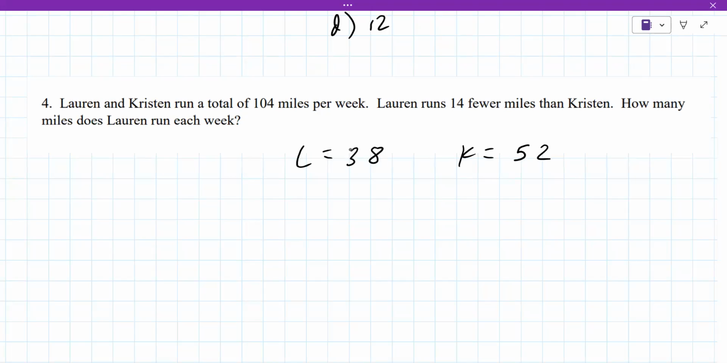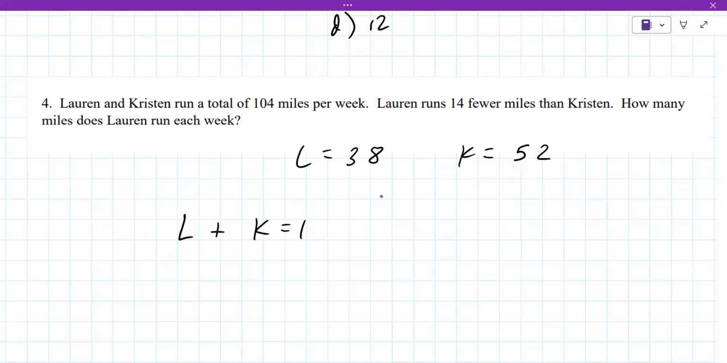Those do not add up to 104. Try again. In fact, these actually add up to like 92. So we're kind of way off. Need to go a little bit up on Lauren. So you could write an equation here.